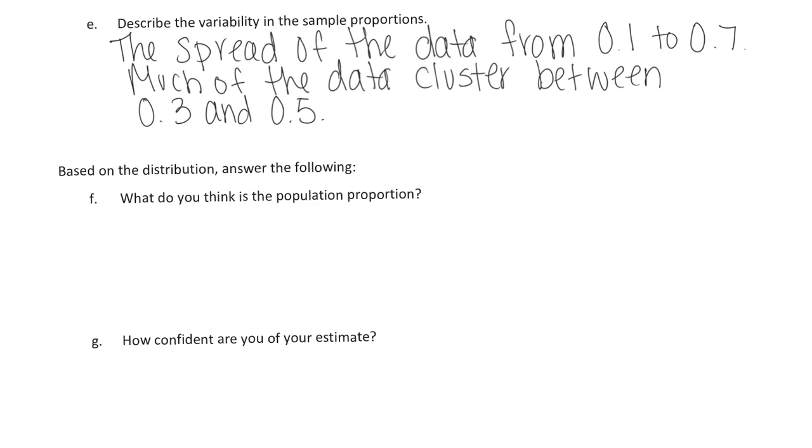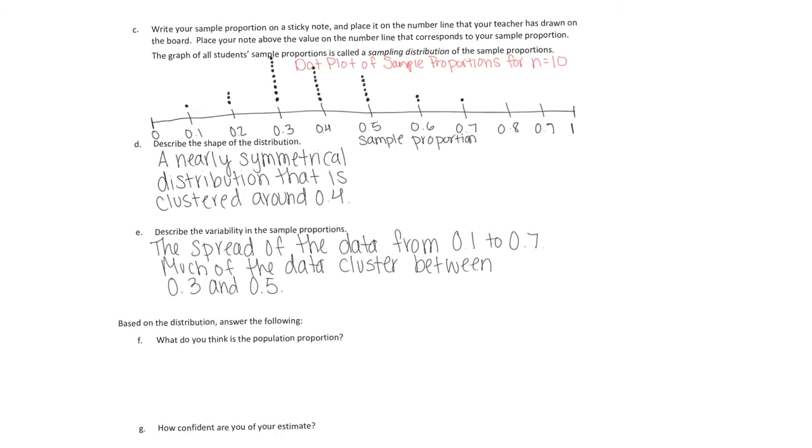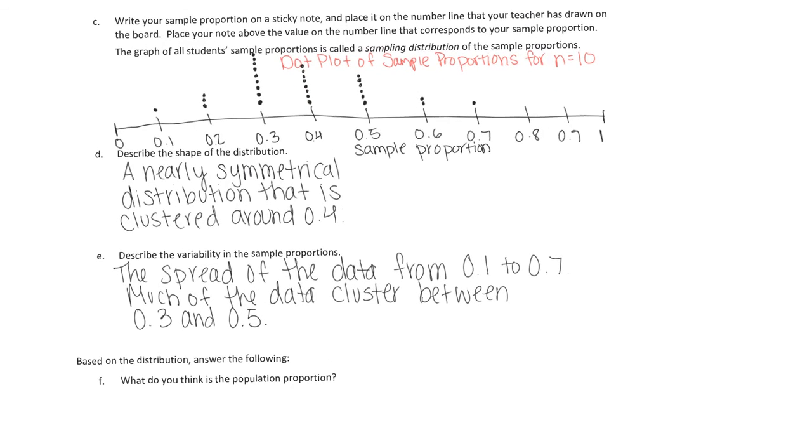Now, based on the distribution, what do you think is the population proportion? Well, looking at our dot plot here, we know the data is heavily clustered between 3/10 and 5/10, and so a good estimate is going to be about 4/10.